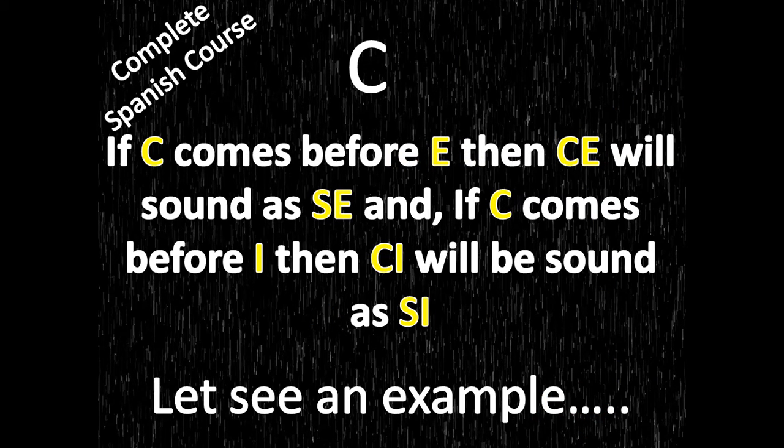Now, the second sound of C is, if C comes before letter E, then CE will sound as say. And if C comes before I, then the CI will sound as C. Means here letter C is coming before letter I, or letter C is coming before letter E. Then the sound of letter C is C and C. Let's understand by the example.